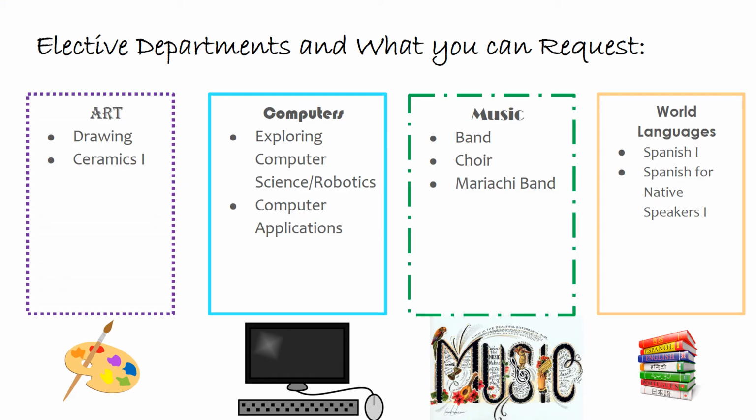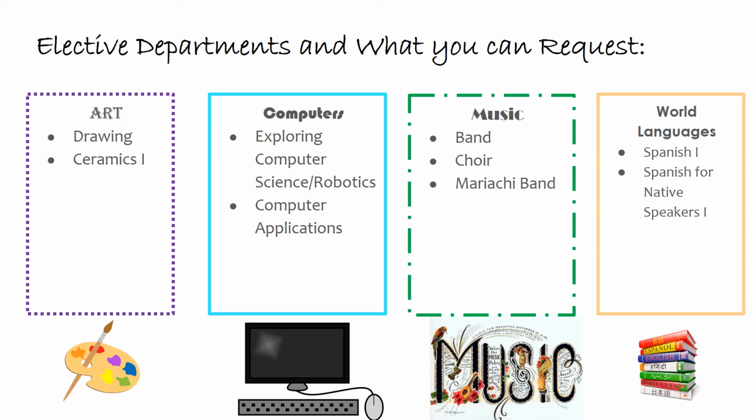So before we actually walk through selecting courses, I wanted to briefly give you a rundown for the elective departments and what courses you are able to request as incoming freshmen. So we have the art department, computers, music, and world languages. In the art department, as incoming freshmen, you will be able to take 2 of their foundational courses, which would be either Drawing or Ceramics 1. This will set you up on the pathway to taking more advanced classes in future years.